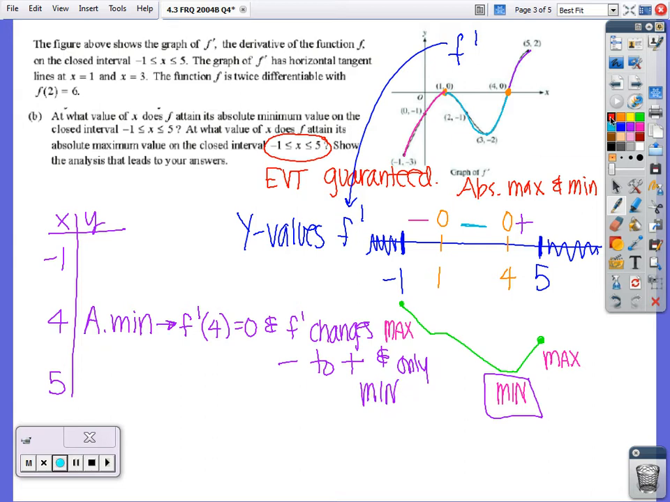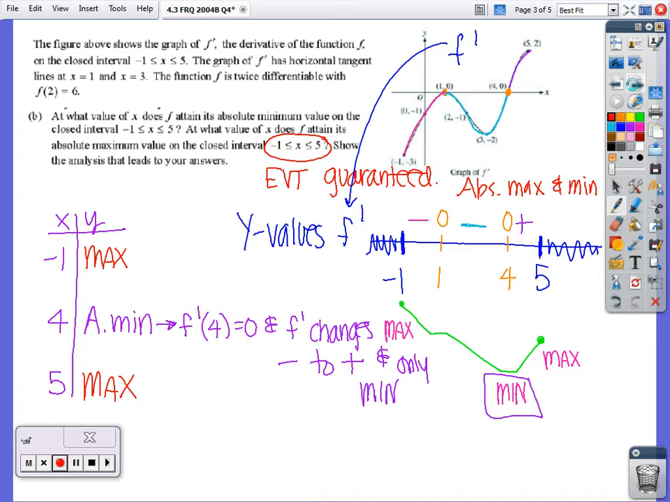Now here's the problem. We have that x equal to negative 1 is some type of maximum, and we have x equal to 5 as some type of maximum. That's actually all you can say at this point, because we haven't learned how to find a y value from the derivative graph. So for part B, you would only be able to figure out the absolute minimum. You would be able to figure out that you have two maximums, but since we can't find the actual y value, you won't be able to say which one's the absolute maximum.